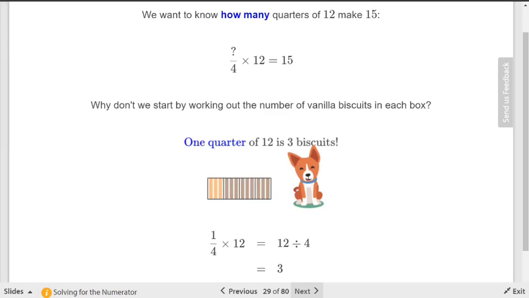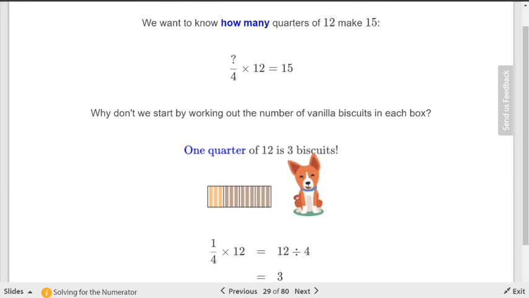So, let's look at it. So we did that, but what we were looking for was how many parts of 4 we needed, right? How many of those quarters? How many quarters did it take?